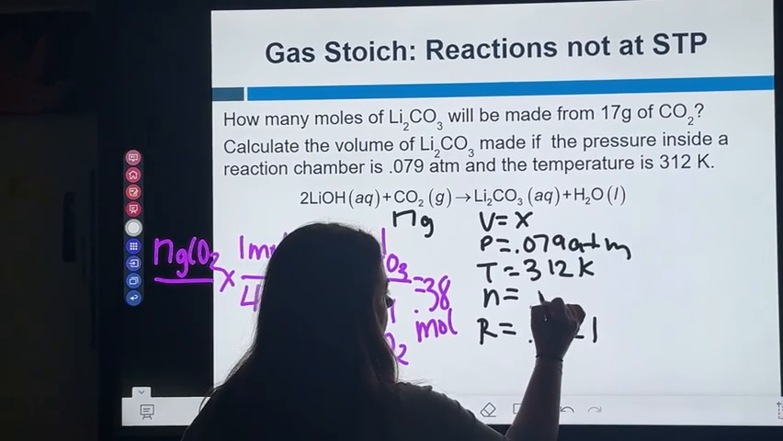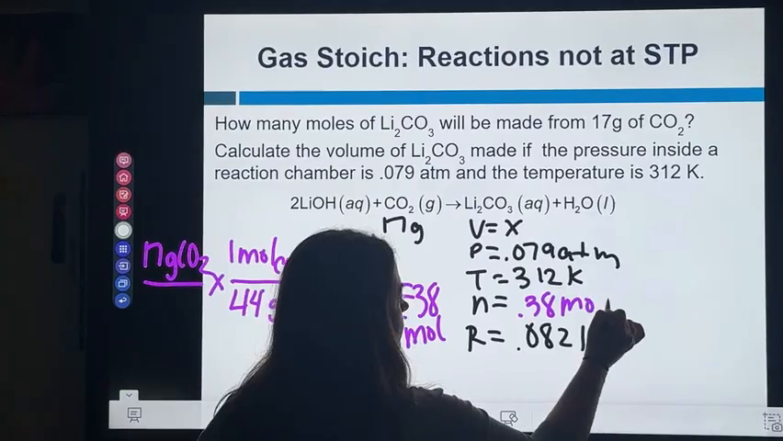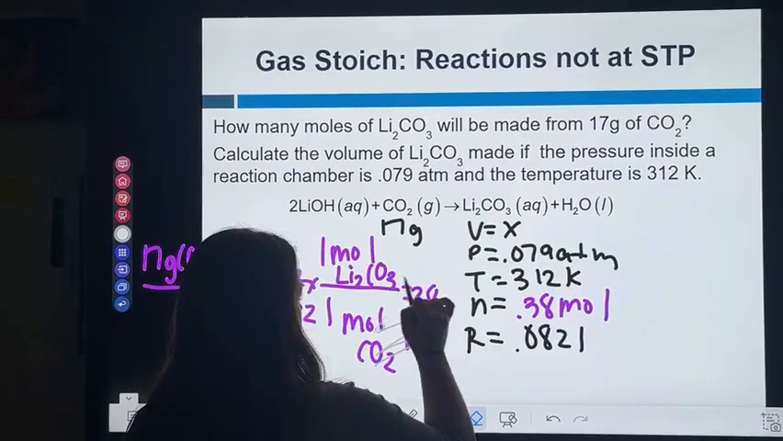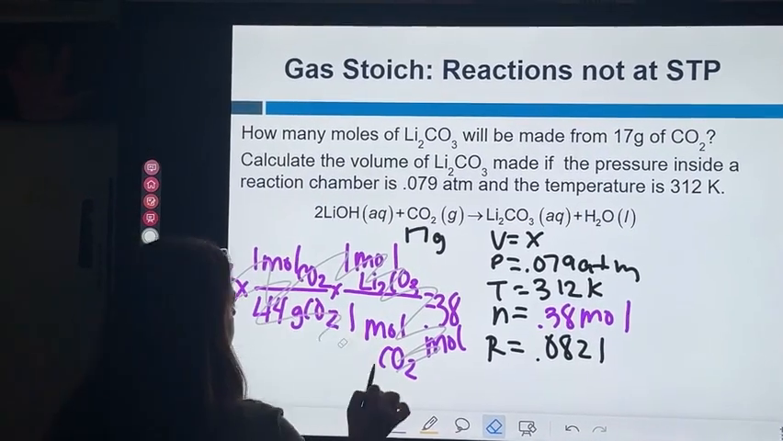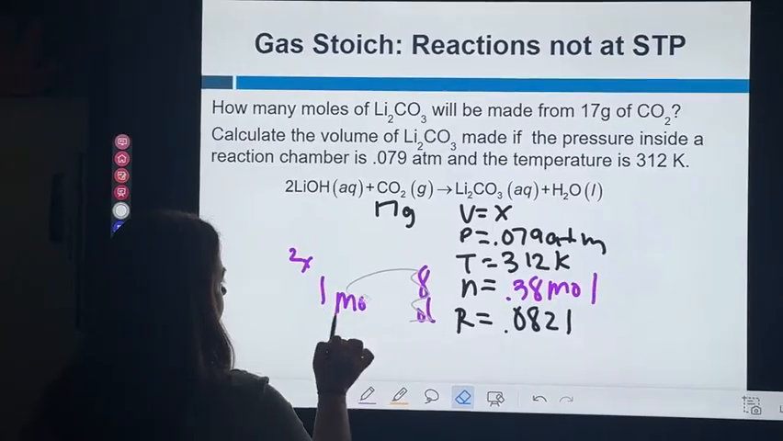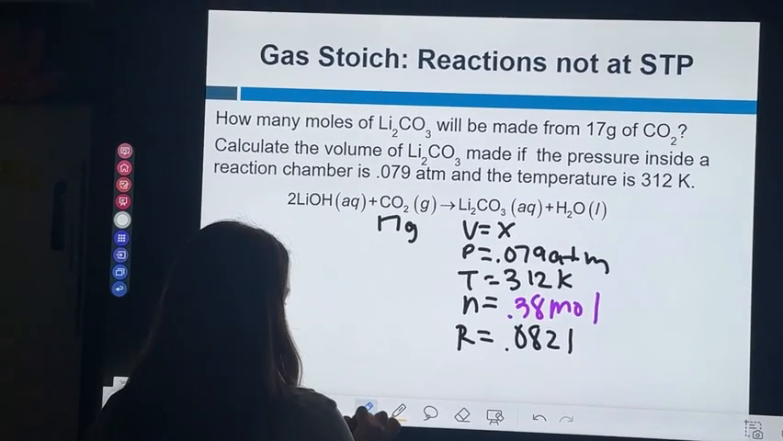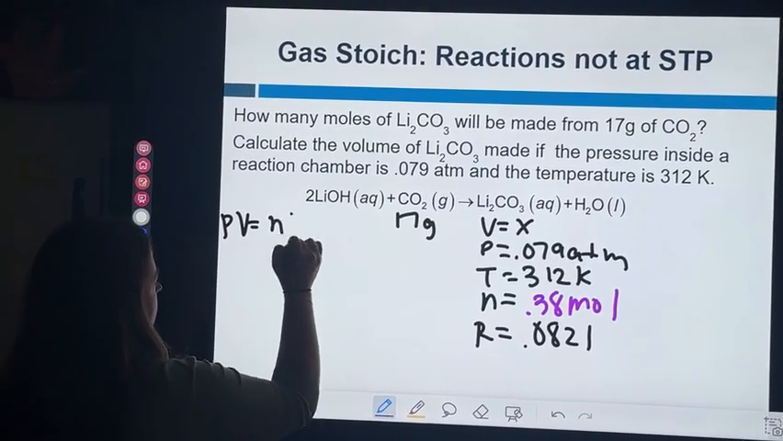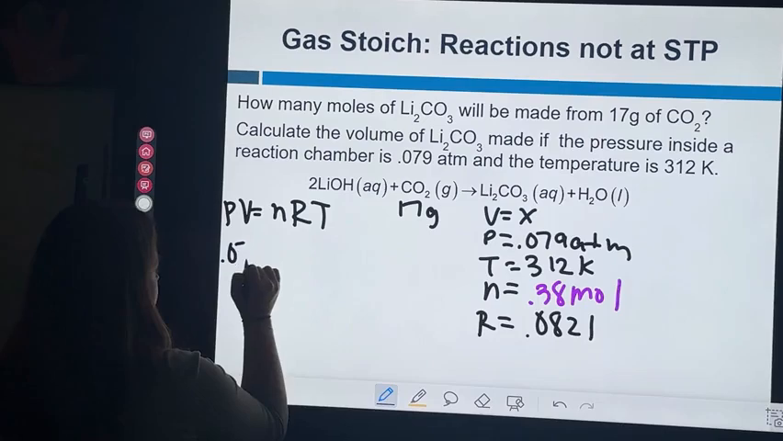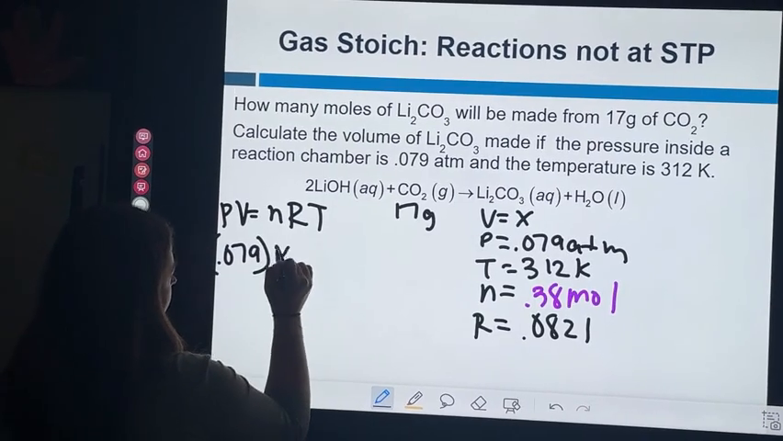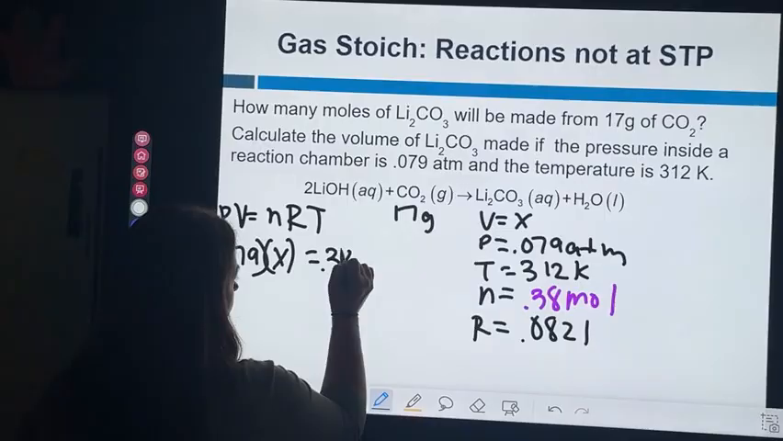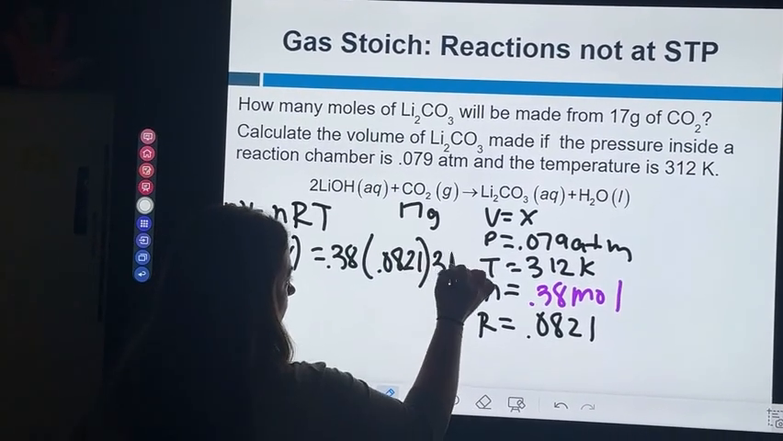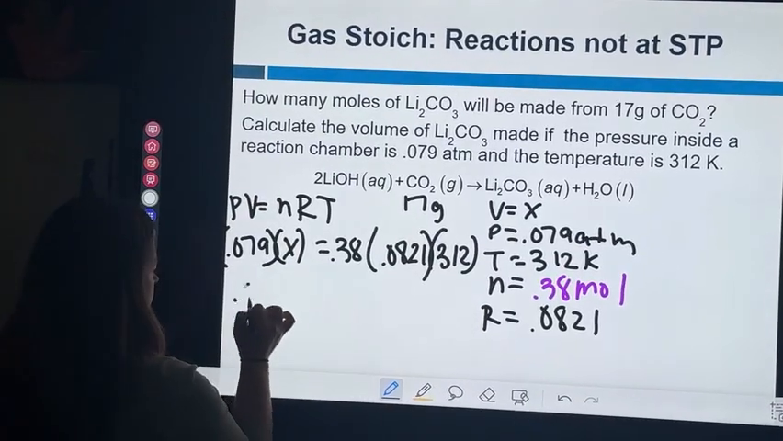Okay? You can plug it in here, 0.38 moles, and then you can use the ideal gas equation to solve for your X or V in this case. I'm going to erase this just so I have some room. Okay? And then we're going to use the ideal gas equation to solve. So PV equals nRT. My P is 0.079. My volume is X. My n is 0.38. My R is 0.0821. And my T is 312. And now I can solve for X.